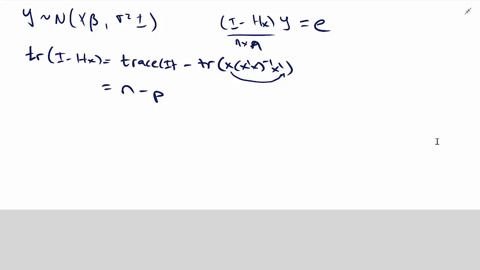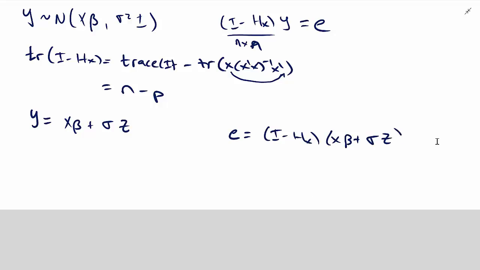So take, for example, our case here. We know that y is equal to x beta plus sigma times z, where z is a multivariate standard normal. So our residuals e are equal to I minus h of x times x beta plus sigma z, where z is a collection of IID standard normals. So it satisfies the definition of being singular normal.